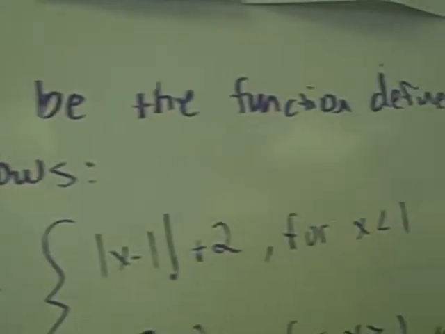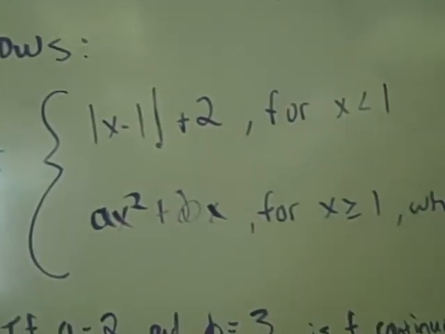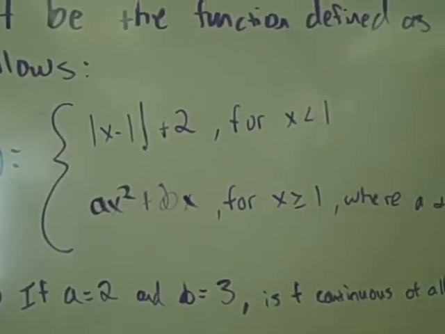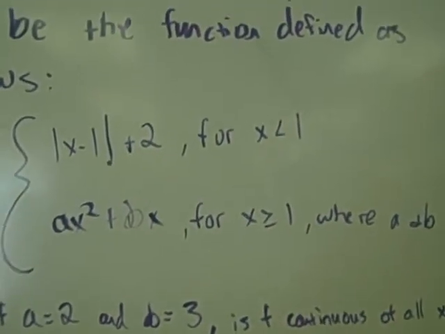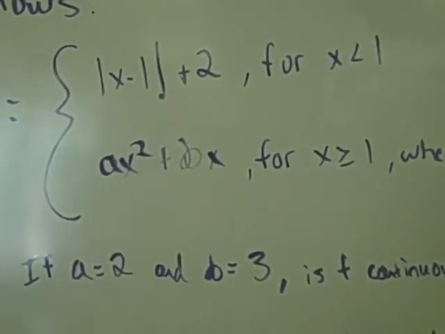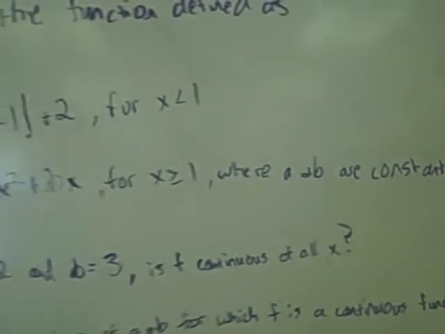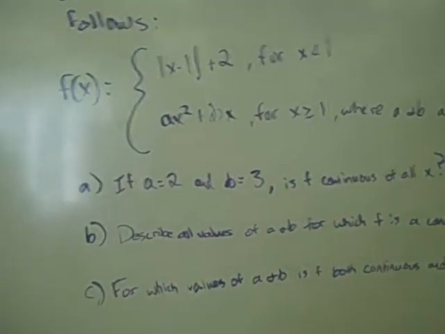Let f be the function defined as follows. F of x equals the absolute value of x minus 1 plus 2 for all values of x that are less than 1, and ax squared plus bx for all values where x is greater than or equal to 1, and where a and b are constants.